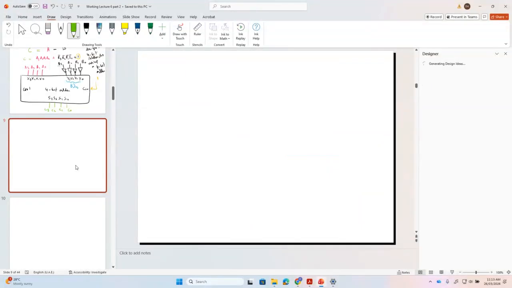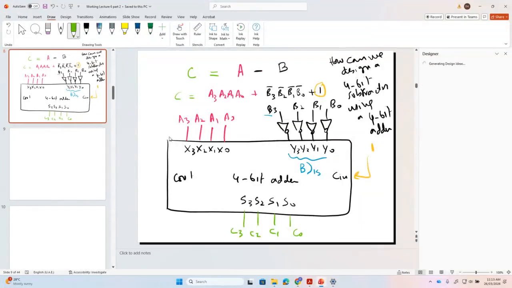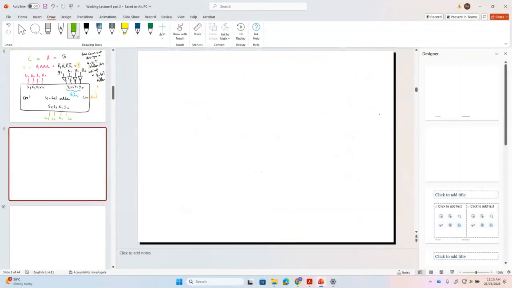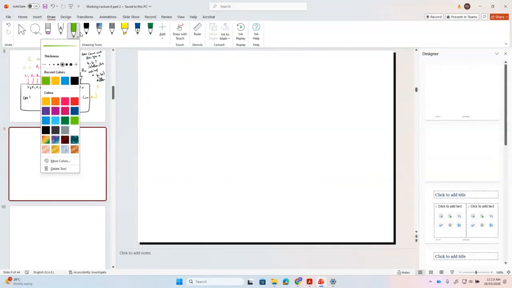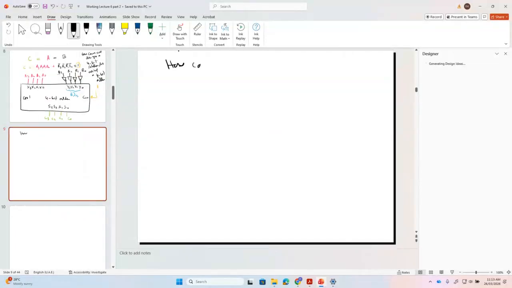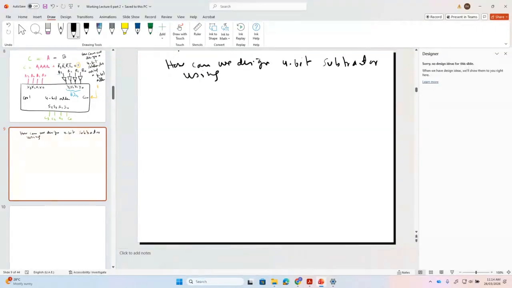Okay. Now let's assume, another question. How can we design, and this may be a task for your midterm. So please be attentive. Not for this midterm, but for the next midterm. How can we design a 4-bit subtractor using full adders?